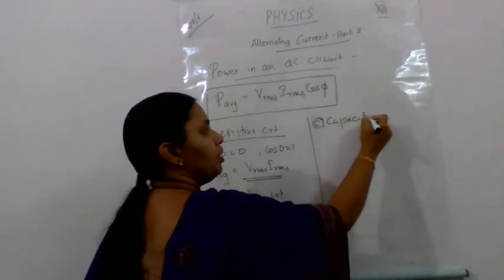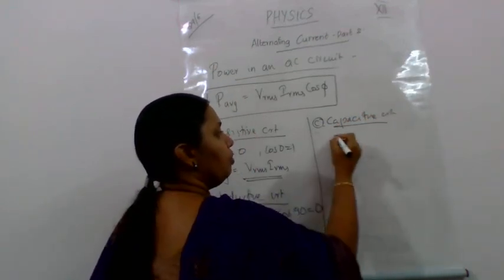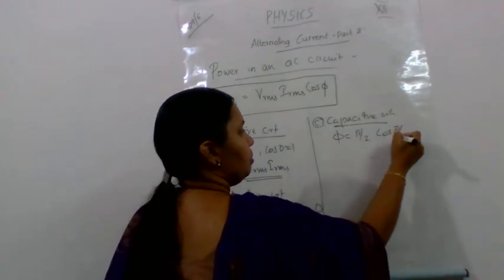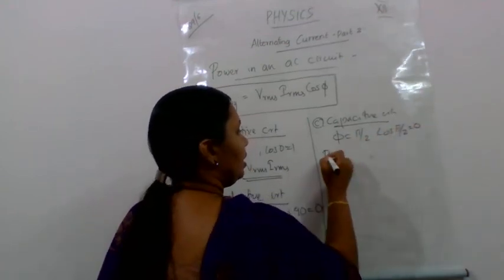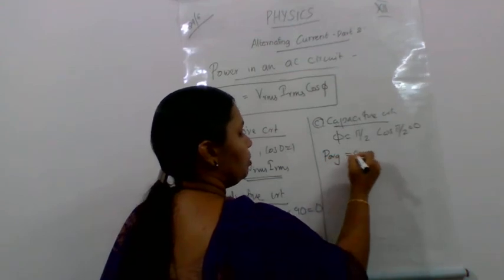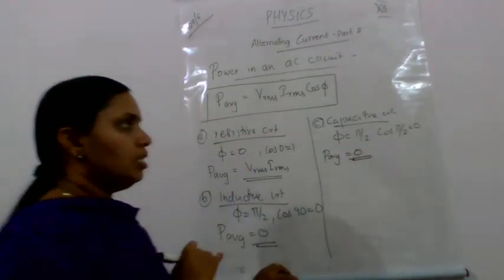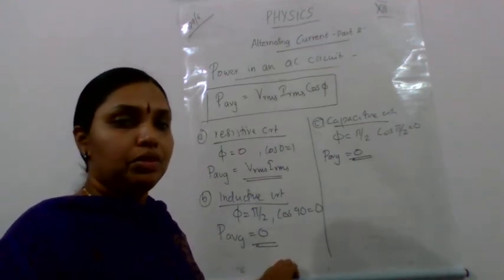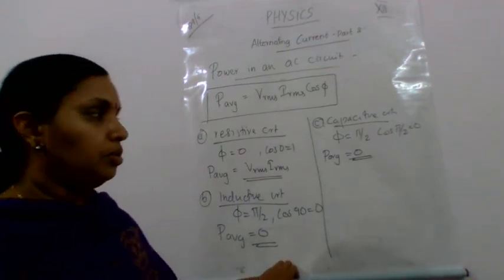Then the case of a capacitive circuit. In a capacitive circuit, again we know the phase difference is pi by 2. So what is cos pi by 2? Again it is 0. So what is P average? Here also P average is 0. So in a capacitive circuit also there is no power consumption when AC flows.